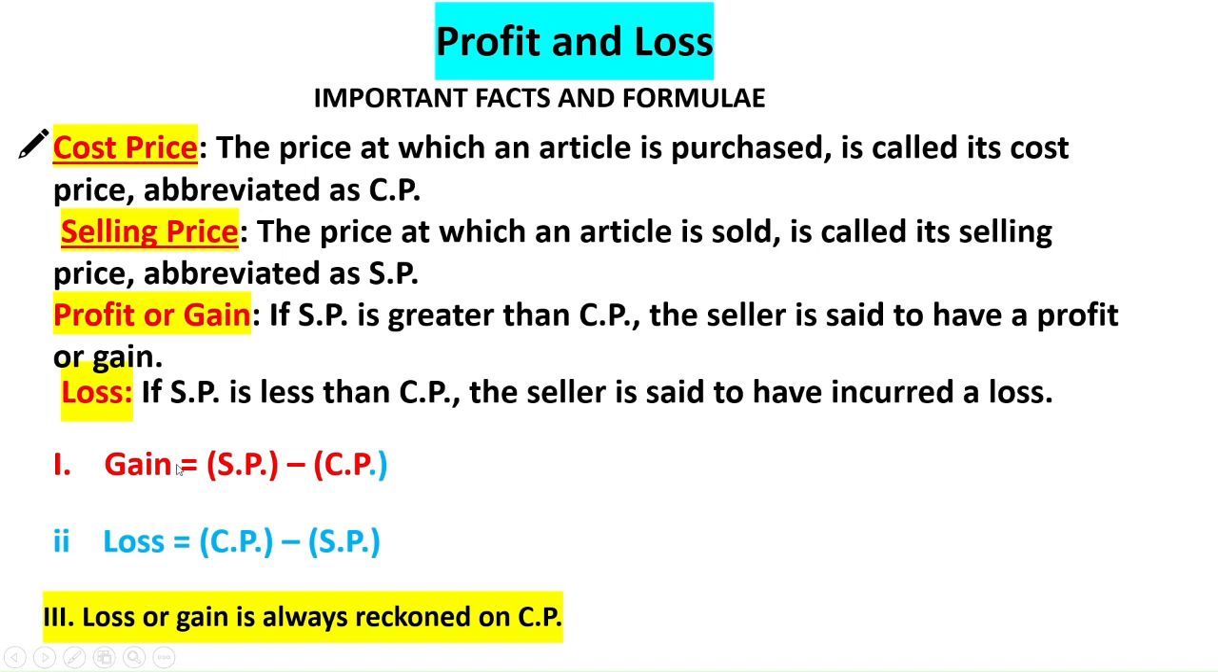Gain equal to selling price minus cost price. Loss equal to cost price minus selling price. Loss or gain is always reckoned on CP.